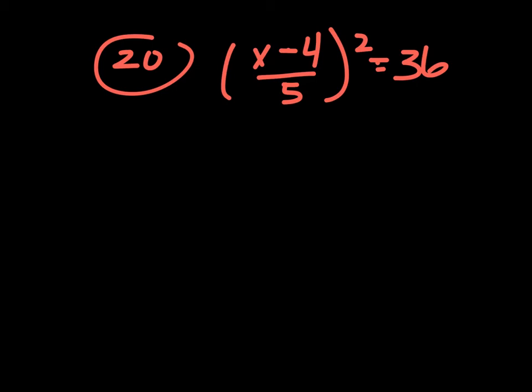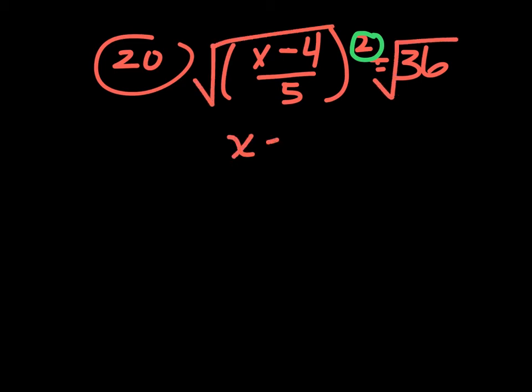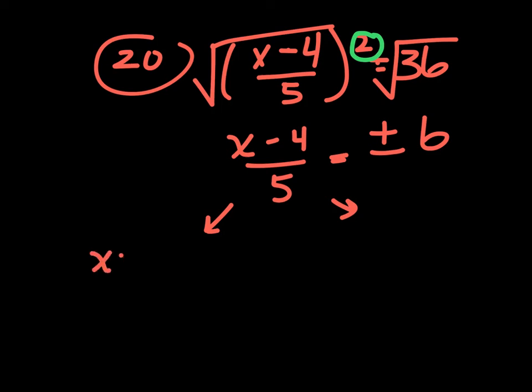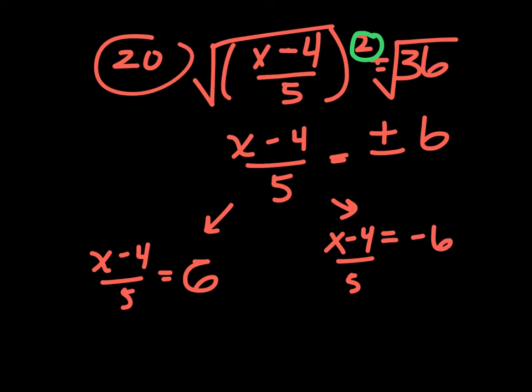For this last one, the thing that's furthest away from x right now is actually the squared. So I need to start off by taking the square root of both sides. So I get x minus 4 over 5 is equal to, anytime I take the square root, I have to put plus or minus. So now I'm going to start by making my two equations right here, because x minus 4 over 5 is either equal to positive 6 or it's equal to negative 6. And then I'm going to solve each equation separately.